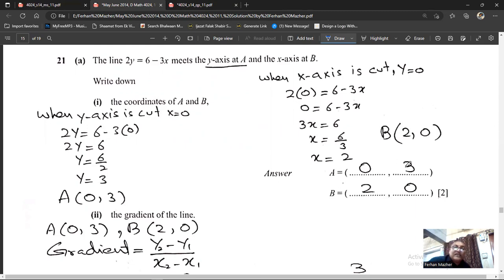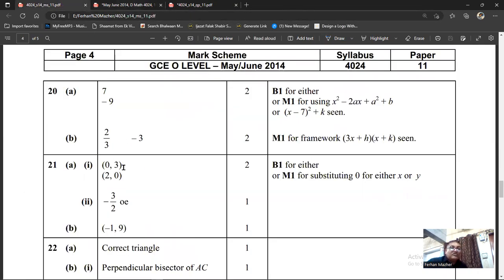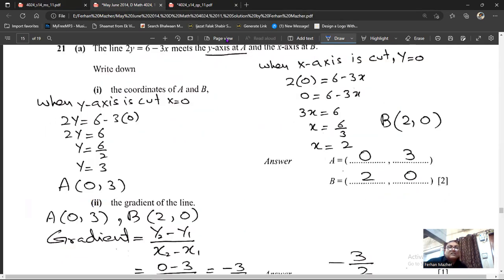So A is (0, 3) and B is (2, 0). So these are the coordinates of A and B, (0, 3) and (2, 0). The answers are right. Okay, so this is the solution.